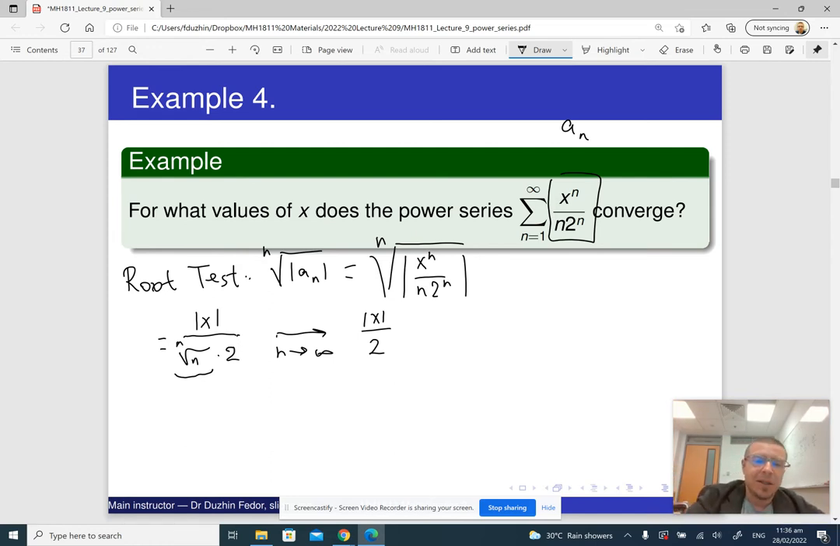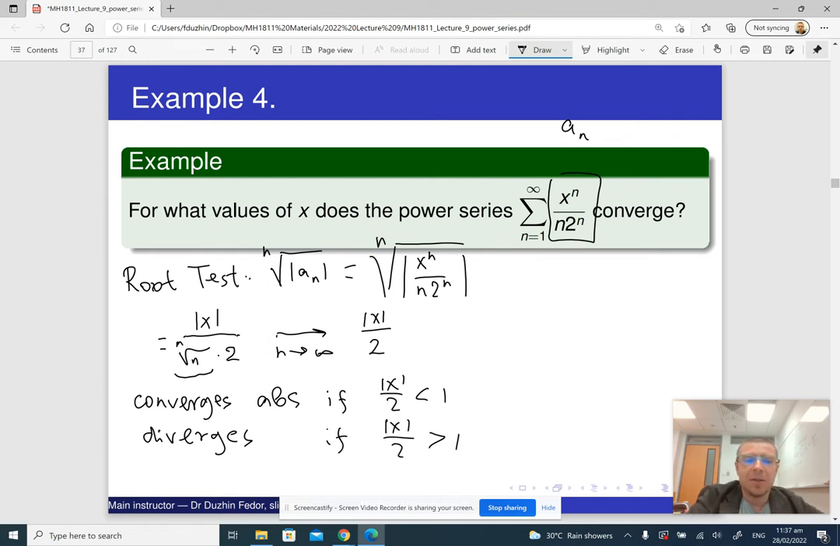So the root test tells us the following, that our series converges absolutely if absolute value of x over 2 is less than 1, diverges if absolute value of x over 2 is more than 1, and the root test is inconclusive if absolute value of x over 2 is exactly 1.